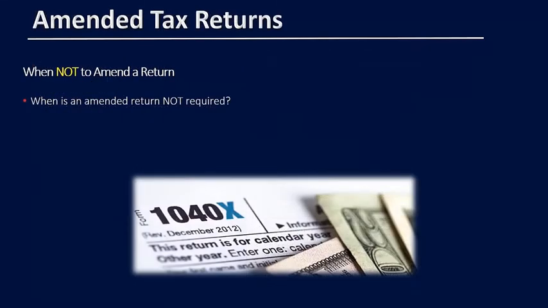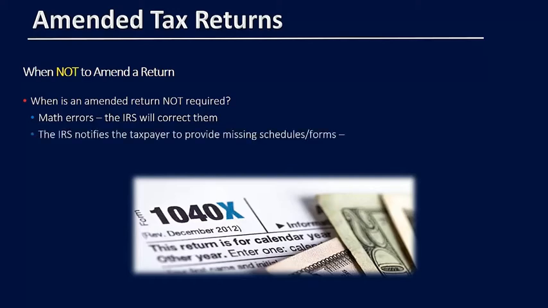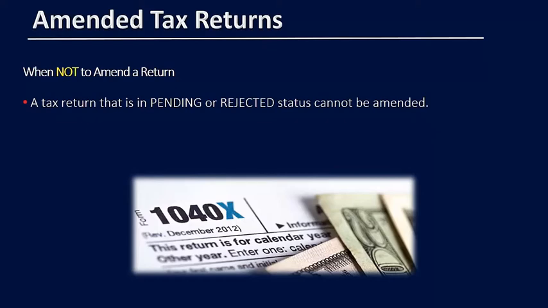Now let's move on to amended tax returns, and we'll talk about when not to amend a return. So when is an amended return not required? If you make math errors on your return. With today's computer programs, this is unlikely, but in the event that it does happen, the IRS will correct any math errors. An amended return is not required if the IRS notifies the taxpayer to provide any missing schedules or forms. An amended return is not required if it involves a tax return that is in pending or rejected status. This return cannot be amended.